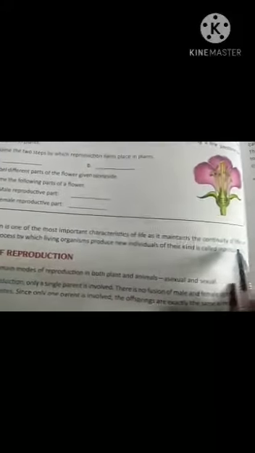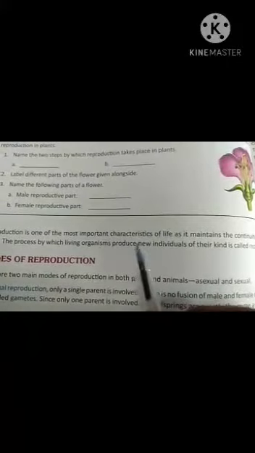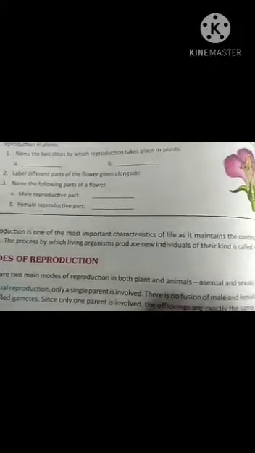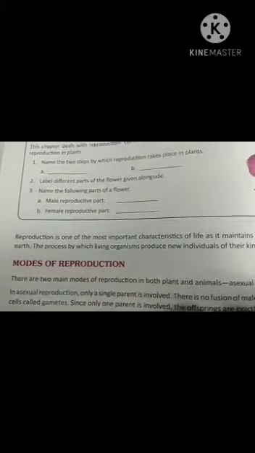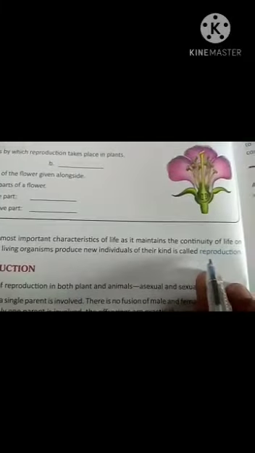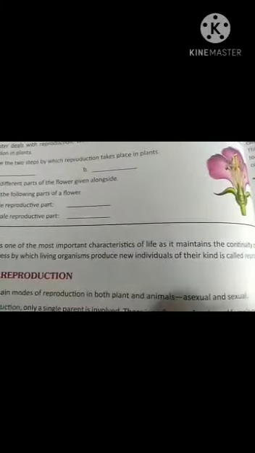So for example, a mango plant produces only a mango plant. Dogs and cats produce dogs and cats respectively. So reproduction means to produce again and again.